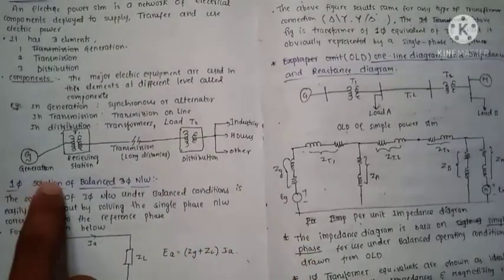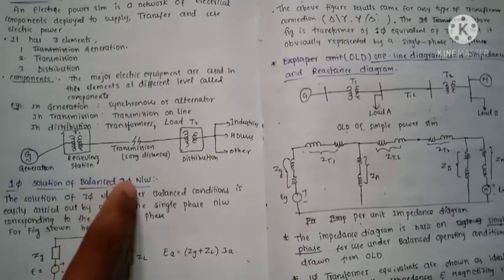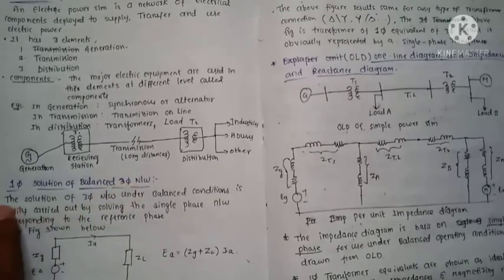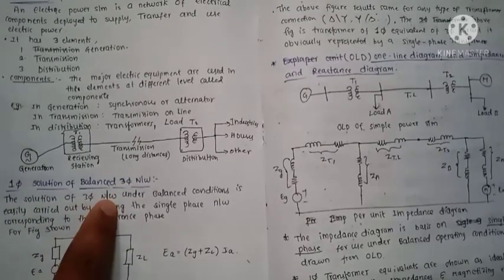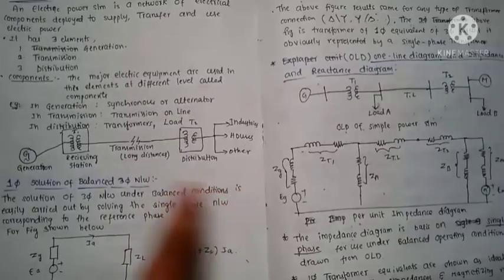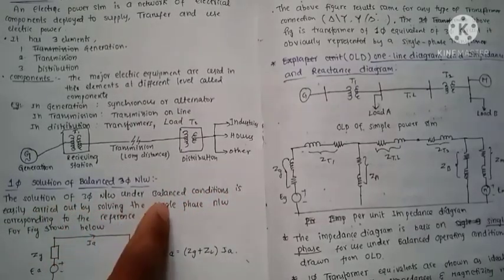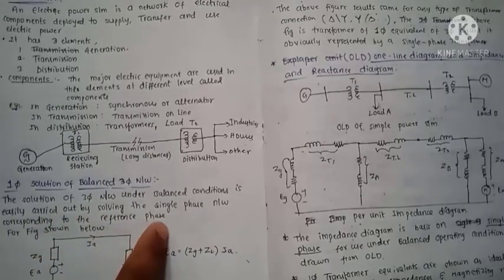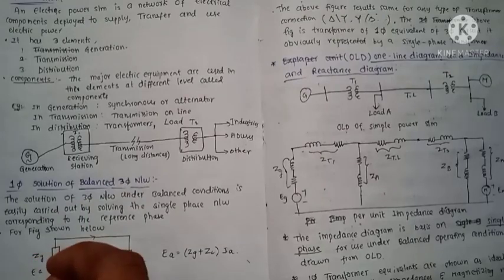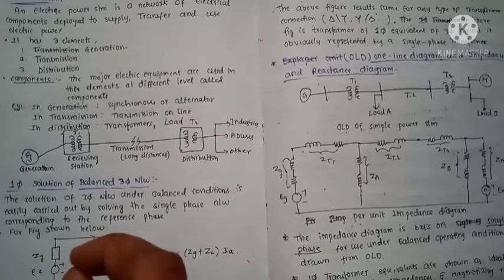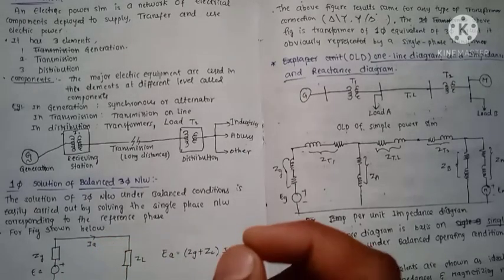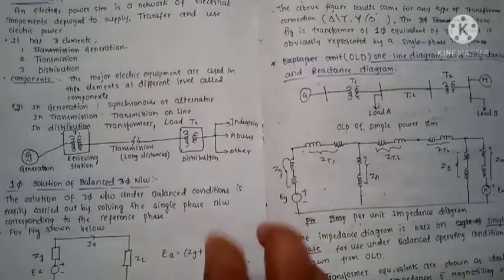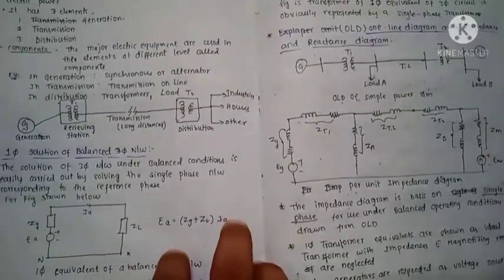Let us see single phase solution of balanced three phase network. The solution of a three phase network under balanced conditions is easily carried out by solving the single phase network corresponding to the reference phase. It means that for the solution of a three phase balanced network, it becomes easy when we solve the single phase network. So let us see how it is.